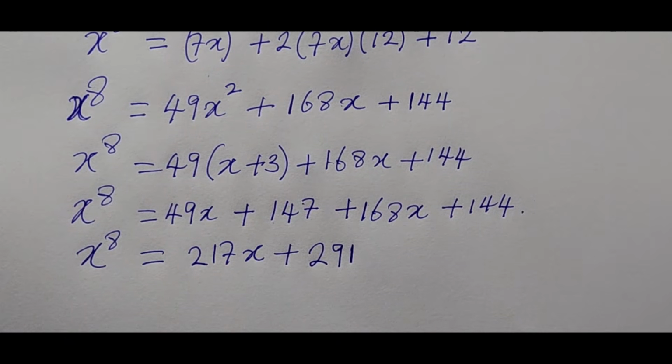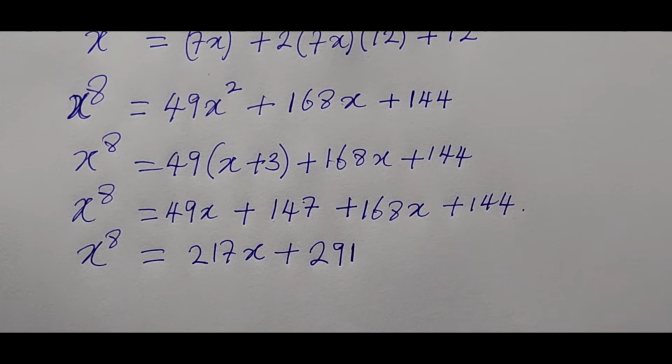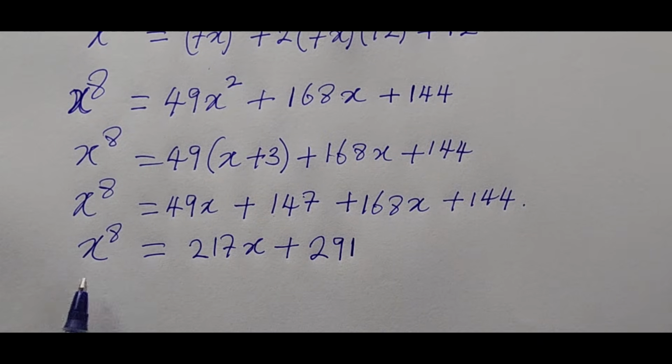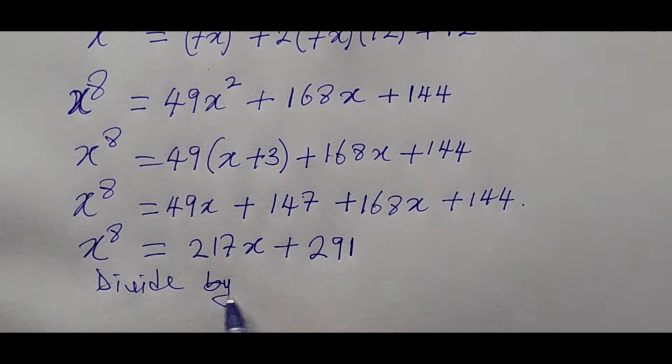Mind you, we have x to the power of 8 on this other side. Right. So what do we do? Look at our x to the power of 8 here. We're looking for x to the power of 7. So we just have to reduce this. How do we do that? We divide by x. So let's divide by x.